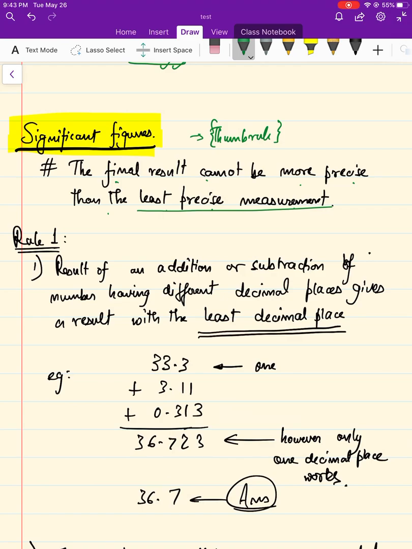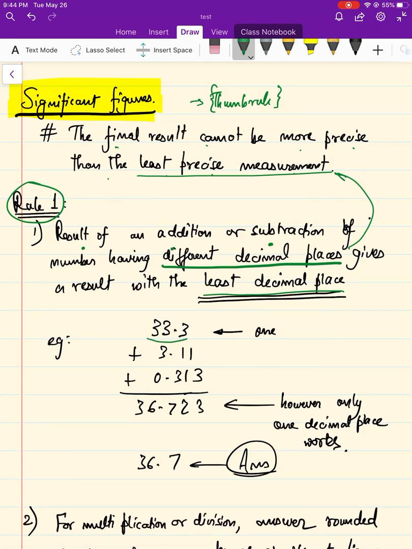Okay, let's go rule by rule. So this is the first one, and it says that the result of an addition or subtraction of numbers having different decimal places, which is essentially least precise measurement, gives a result with the least decimal places. Confusing, right? I'll just simplify it. Okay, so let's say I have a figure, I have 33.3, okay, so after decimal I have one figure. Let's say I'm measuring this thing with a ruler. Easy, right? Okay, so let's say I have got this value using a ruler. Let's say I have got this value using a vernier caliper.